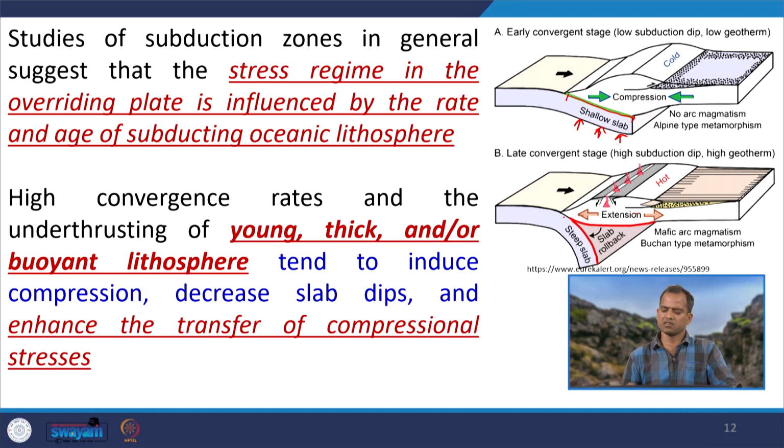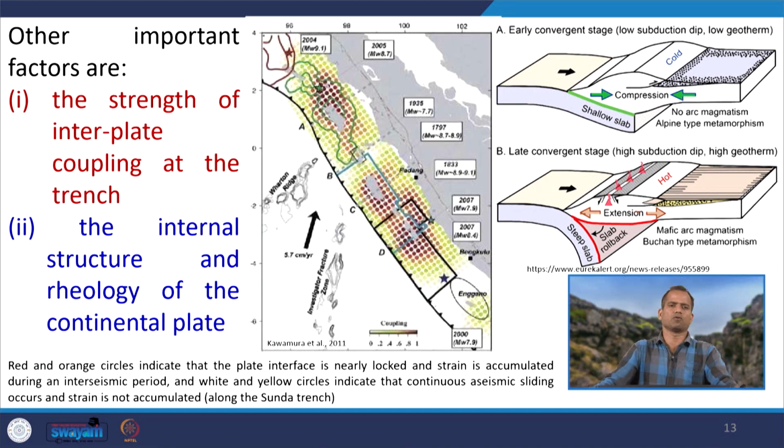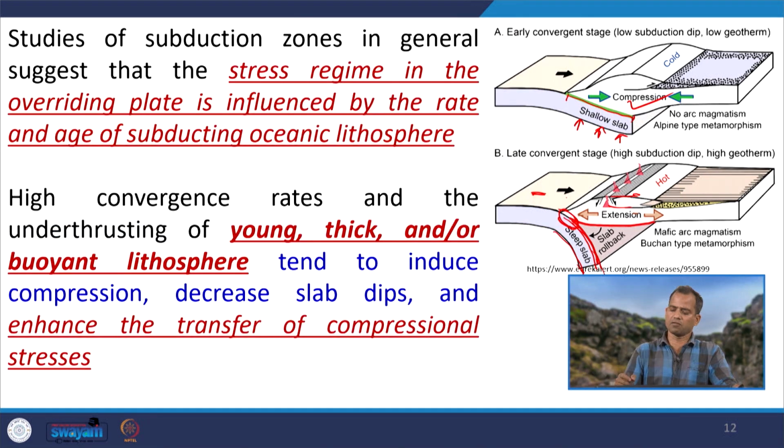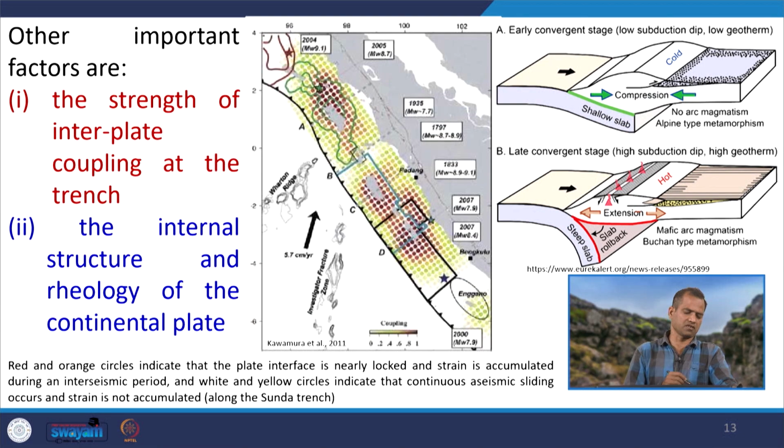Similarly, if it is thick and old lithosphere, it is going down. So, the degree of coupling is less here. That is why the stress transfer from the underthrusting plate to the overriding plate is less pronounced as compared to the first figure. In addition to the degree of coupling and the angle of subduction, the rate of subduction, and the thickness and age, there are other factors, that is the strength of the interplate region and the strength of this coupling.